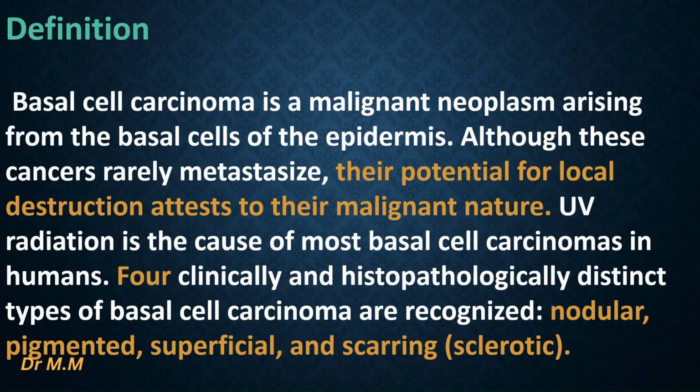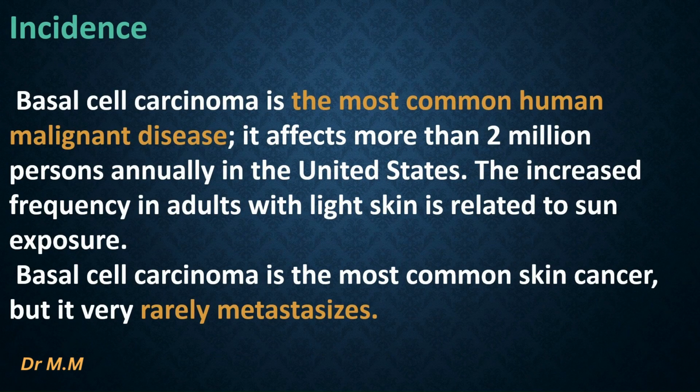Four clinically and histopathologically distinct types of basal cell carcinoma are recognized: nodular, pigmented, superficial, and scarring or sclerotic basal cell carcinoma. Incidence: basal cell carcinoma is the most common human malignant disease. It affects more than 2 million persons annually in the United States. The increased frequency in adults with light skin is related to sun exposure. Basal cell carcinoma is the most common skin cancer, but it very rarely metastasizes.